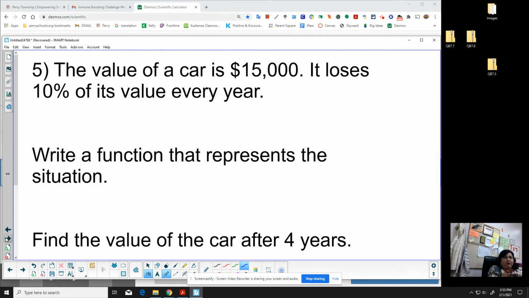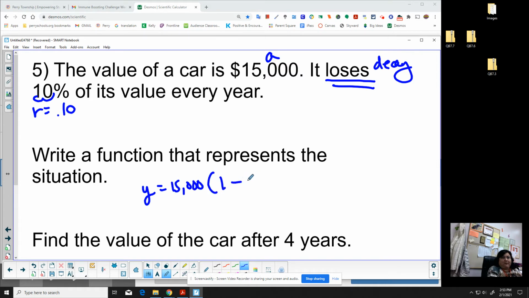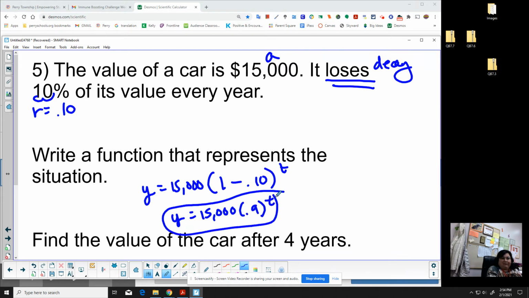All right, the value of the car is 15,000. That's my A. It loses, that's a decay word, 10%. That's my R. Move the decimal up twice, 0.10. So if I write the function, I have to use the decay, the minus, not the plus. So y equals 15,000 multiplied by 1 minus 0.10 to the t. So 1 minus 0.10 would be 0.9, or 0.90 if you'd rather.